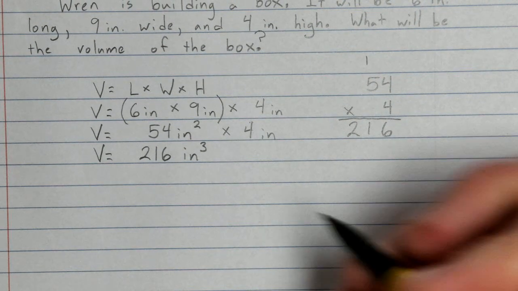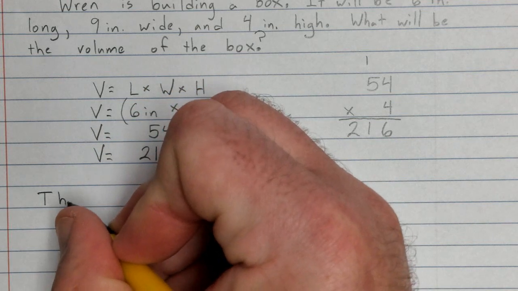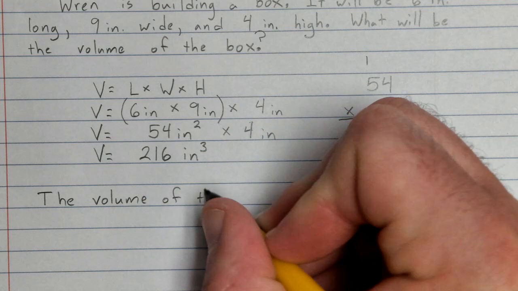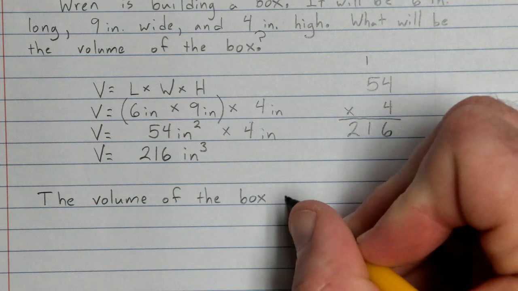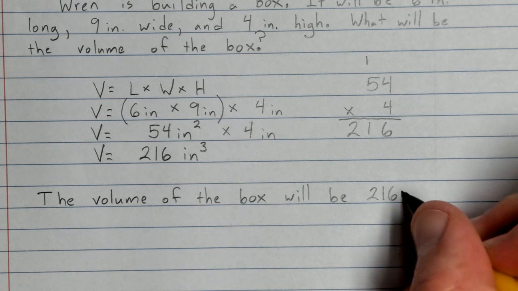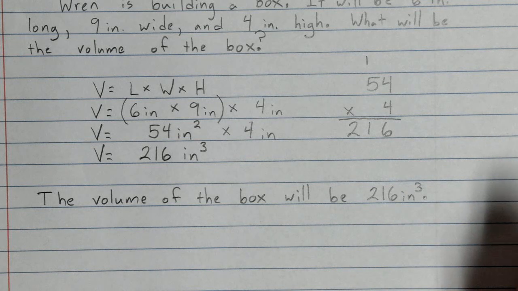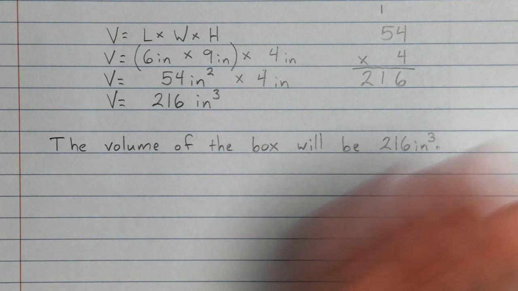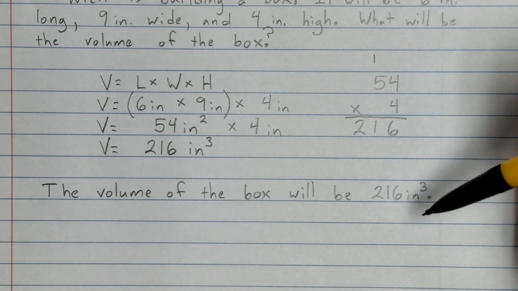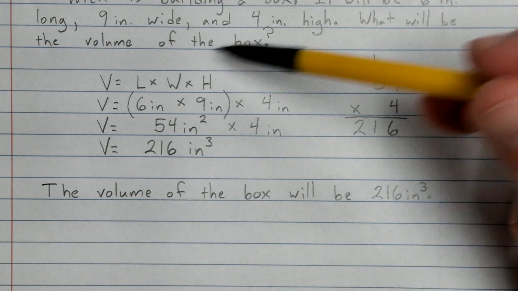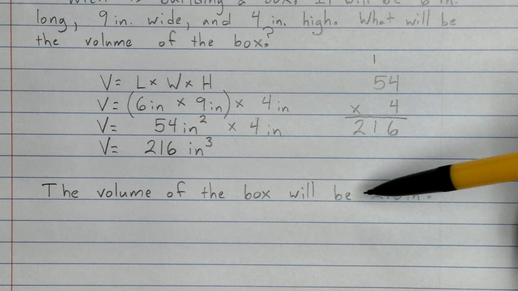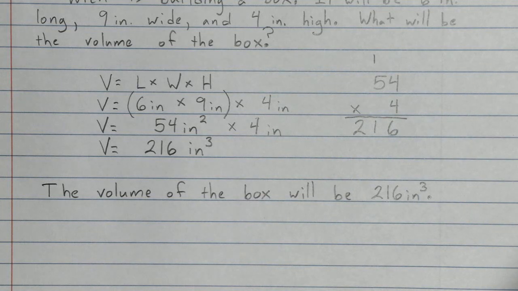What will be the volume of the box? The volume of the box will be 216 cubic inches. In a complete sentence, I have answered the question. By restating it, I am proving not only to the reader, but to myself that, yeah, I'm looking at the right thing. I am answering the correct thing. What will be the volume? The volume will be 216 inches cubed.